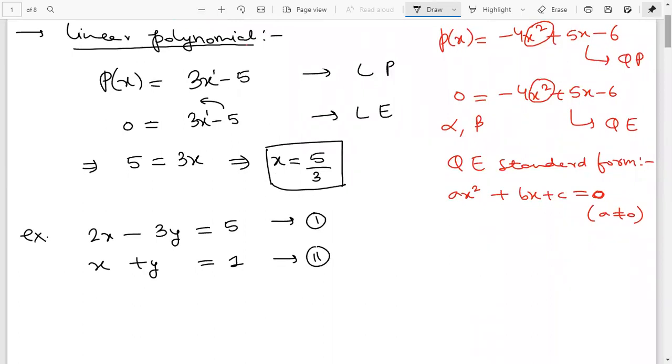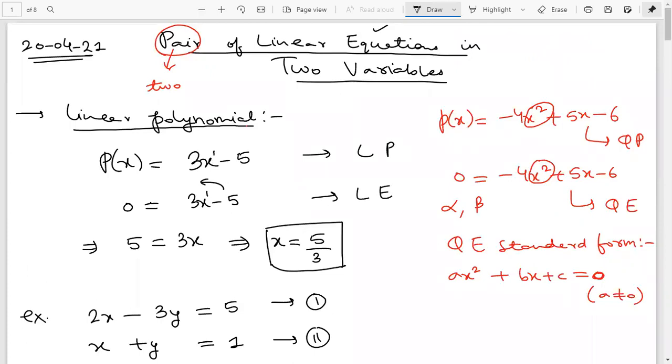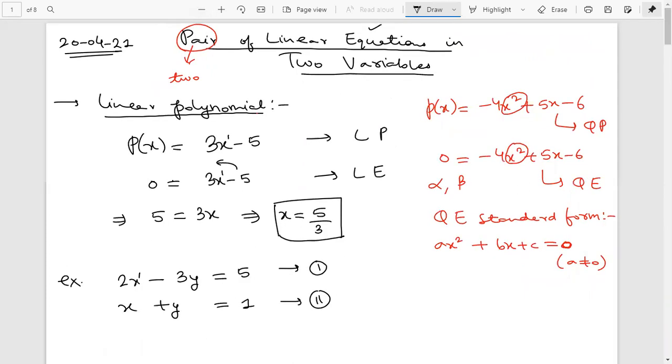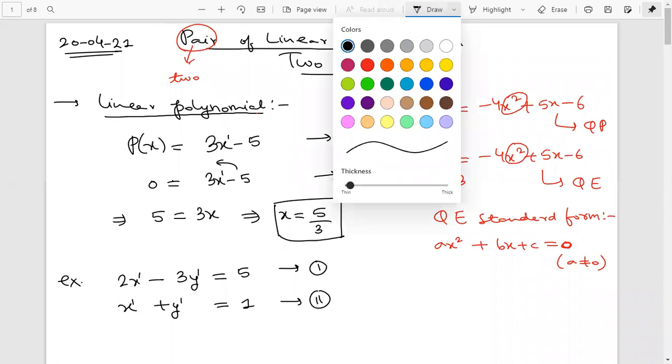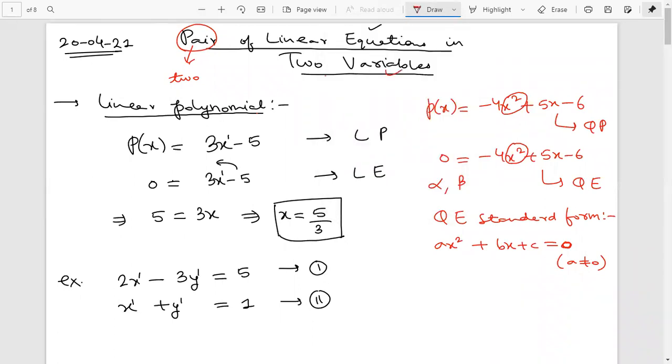Pair means 2 equations. So first thing, we got linear, because both are linear equations, because the degree of x is 1, the degree of y is 1, so linear equation. Here also the degree of x is 1, nothing is given, that means 1. Y also 1. So we have a pair of linear equations in 2 variables. What are the 2 variables? Variables are the values which can change, and constants are fixed values. So here x is one variable, y is another variable. So basically we have 2 variables, x and y.